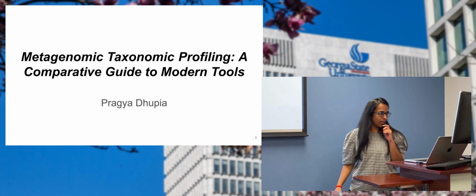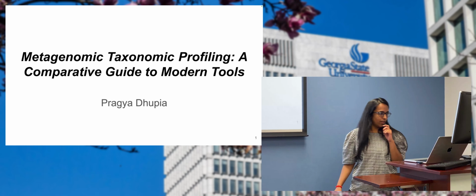We need to figure out what genomes are present in that particular environment. It is a process of analyzing microbial communities by sequencing their DNA directly from environmental samples. By using metagenomic profiling, we get to know which organisms are present in a particular environment, and what percentage of each organism is present in that particular sample.